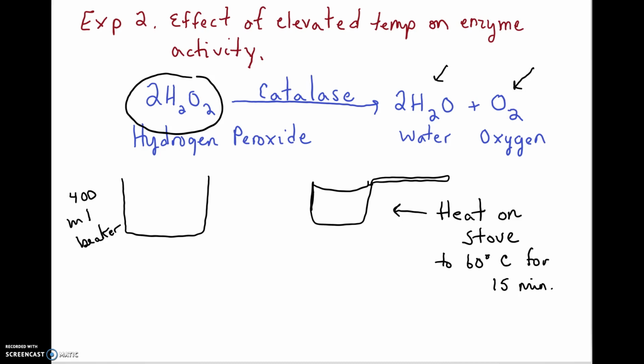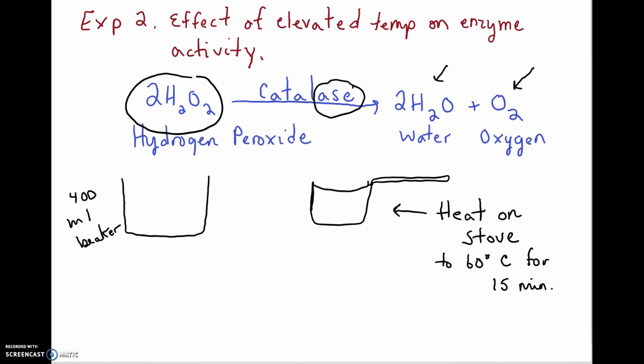So water and oxygen would end up being our products, correct? So we have hydrogen peroxide as our substrate. We have water and oxygen as our products. And again, our enzyme would be what? Our enzyme would be catalase, and there's that "ase" at the end that helps indicate that it's an enzyme.